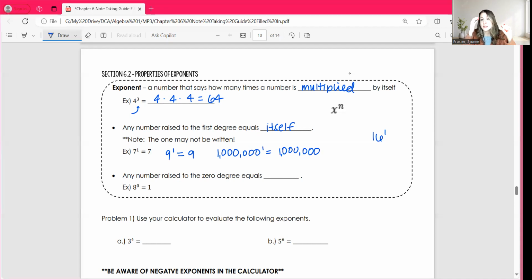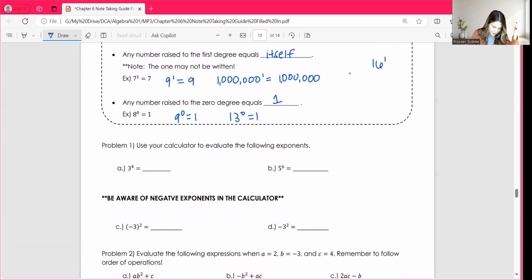And any number raised to the 0 power equals 1, which is kind of hard to remember sometimes, but 8 to the 0 power is 1, 9 to the 0 power is 1, 13 to the 0 power is 1, okay? So just remember that property.